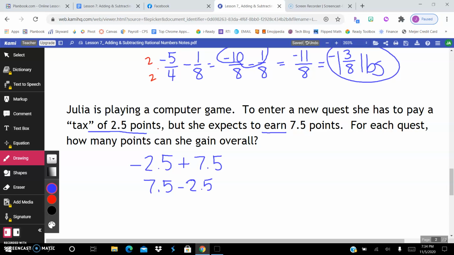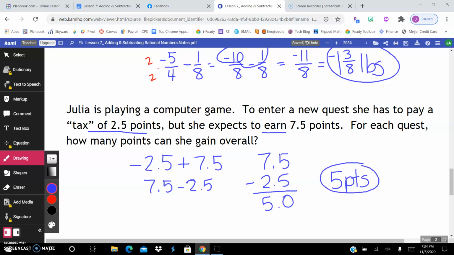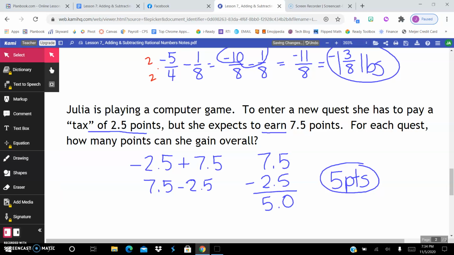Now, when we're adding or subtracting decimals, we have to line up the decimals. So they have to be lined up, and we're going to subtract. So 5 minus 5 is 0. Bring your decimal down. And 7 minus 2 is 5. So I end up with an answer of 5.0, which is just 5. So she can gain 5 points for each quest.